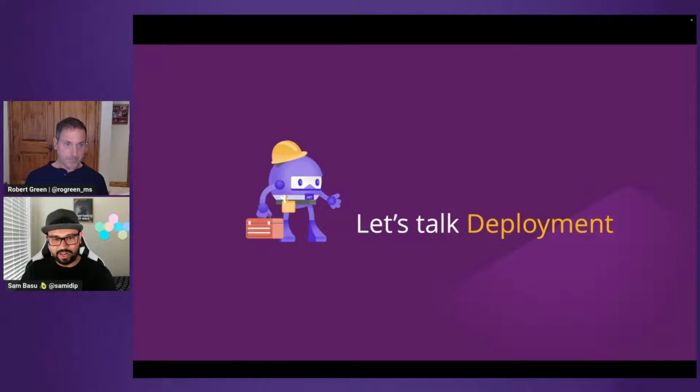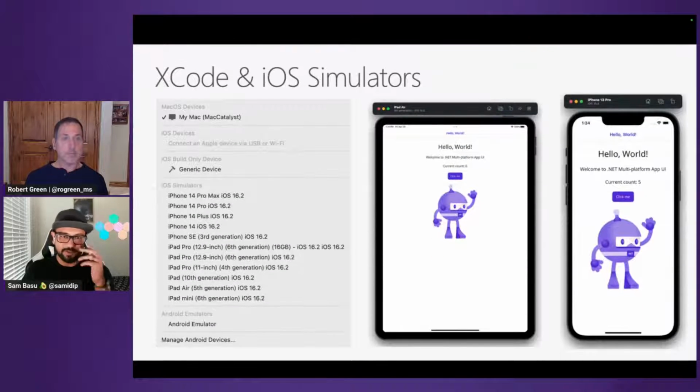So as you're building your apps, where do you deploy them? How do you deploy them? If you're on a Mac and if you're targeting iOS, well, it's simple. You already have Xcode. You have all of the simulators, iOS, all types of iPhones, all types of iPads. This is a question, Robert, we get every single time we talk about mobile: can I build for iOS from Windows?